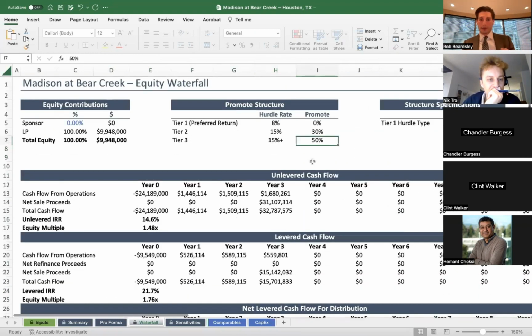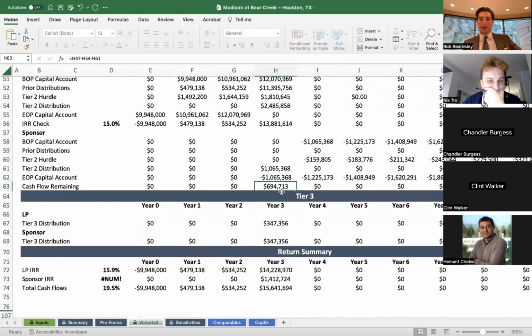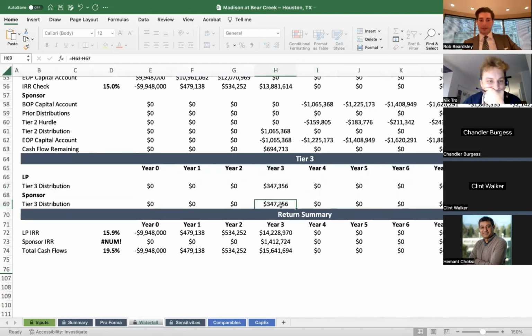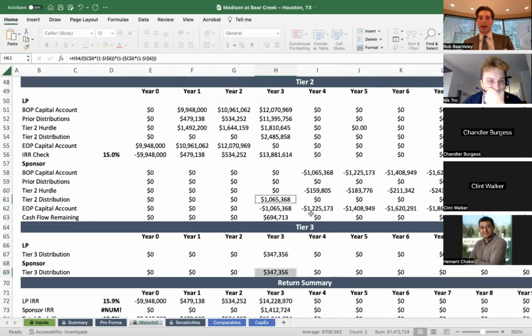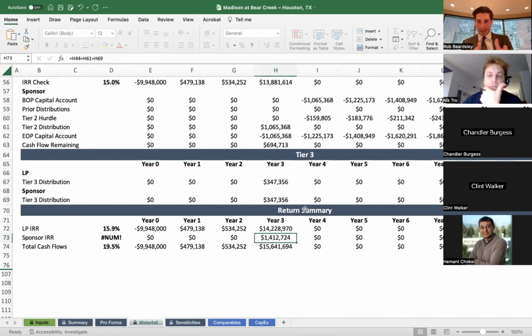Well, in accordance with the waterfall, the remaining is a 50-50 split. So it's really simple. We just take the remaining cash flow here and we split it 50-50. And so half of that goes to the sponsor. So in the end, the sponsor made the $350,000 in tier 3, as well as the $1,065,000 in tier 2, for a total sponsor promote of 1.4 million. So hopefully that makes more sense as far as what you're asking, Greg. The sponsor in this example structure is not getting any distributions from the waterfall in this example.